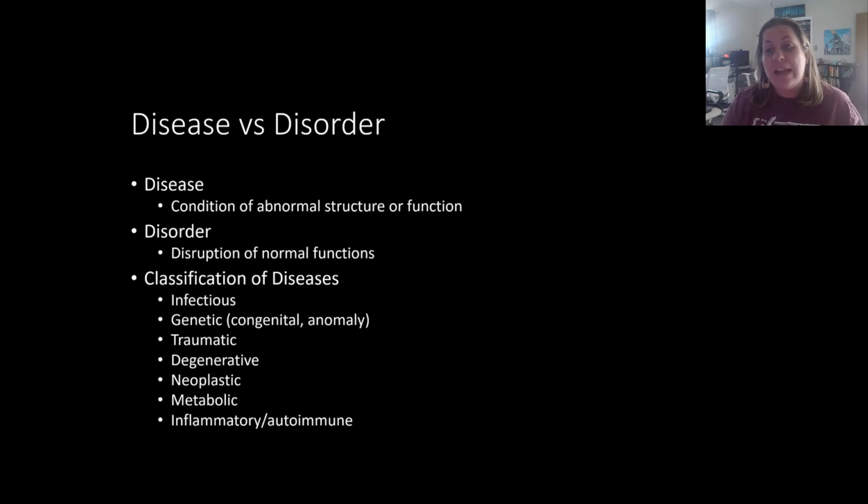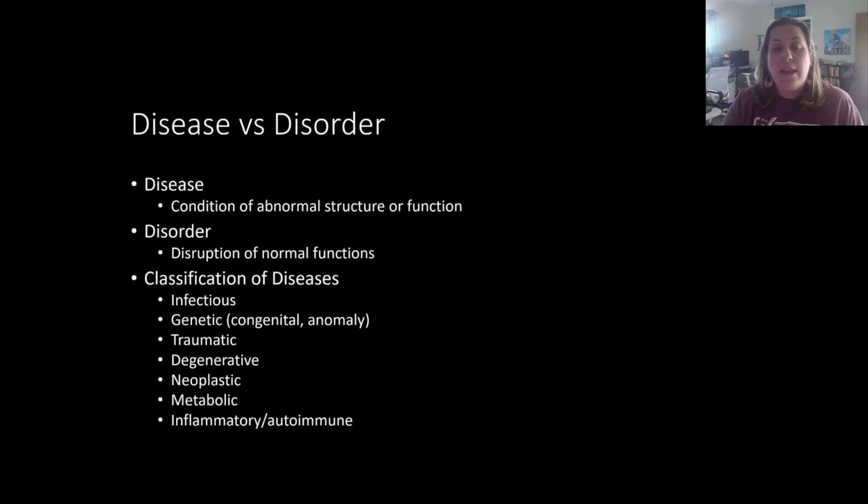We then have neoplastic. Neoplastic are things like tumors or malignancies. This is when cells go rogue and they're not doing what they should be doing. They create a growth or a tumor, which ultimately could develop into cancer. So neoplastic is talking more about the cancer side.